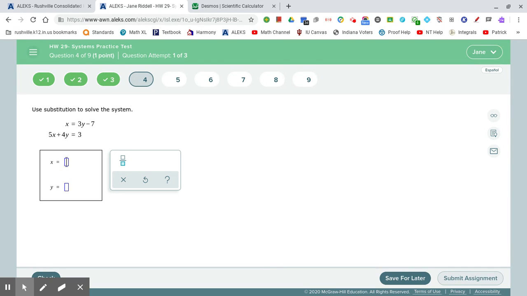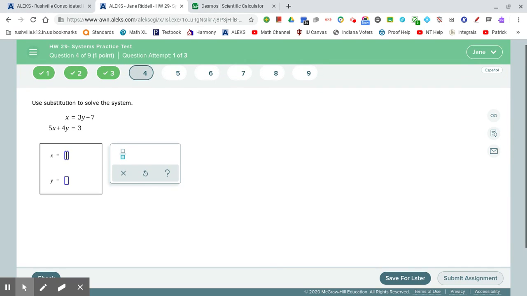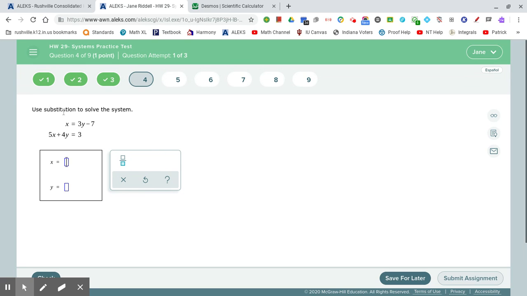Other ways to solve a system is by substitution or elimination. This says use substitution to solve the system. If you want to solve using elimination, you may, but the reason why this one tells you to solve using substitution is because it is already set up for substitution. So you will definitely need to have work for this problem.